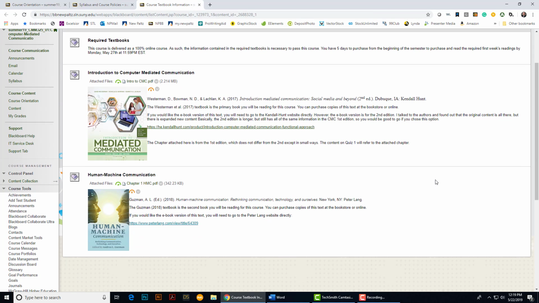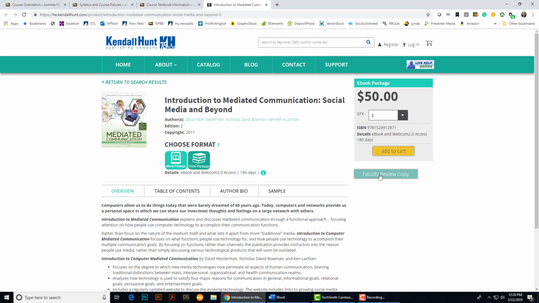Basically, I give you the information about the 2 primary textbooks. Again, that's the Westerman, Bowman, and Laughlin, Introduction to Mediated Communication, Social Media, and Beyond. And then there's Guzman's edited book, Human Machine Communication, Rethinking Communication, Technology, and Ourselves. I've also provided you the hyperlinks to their books, so if you don't want to go by the bookstore and you're out and not near the bookstore, you can come right here.